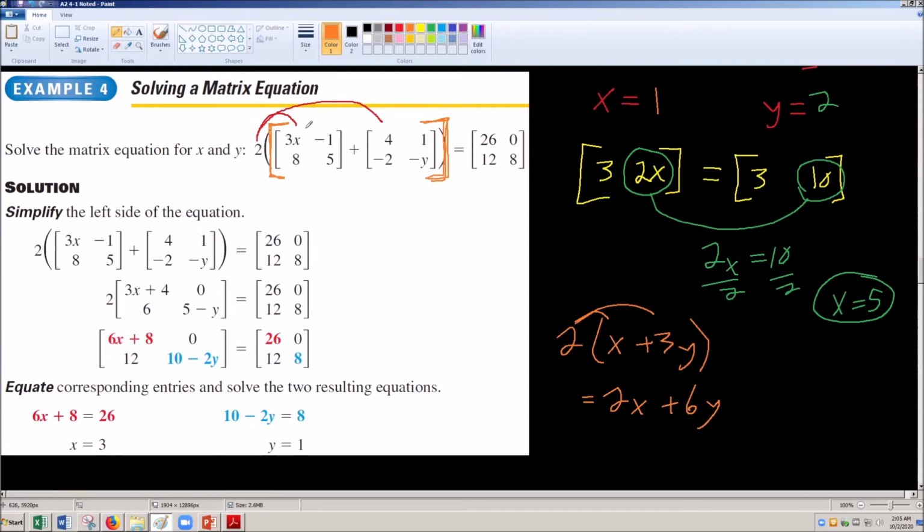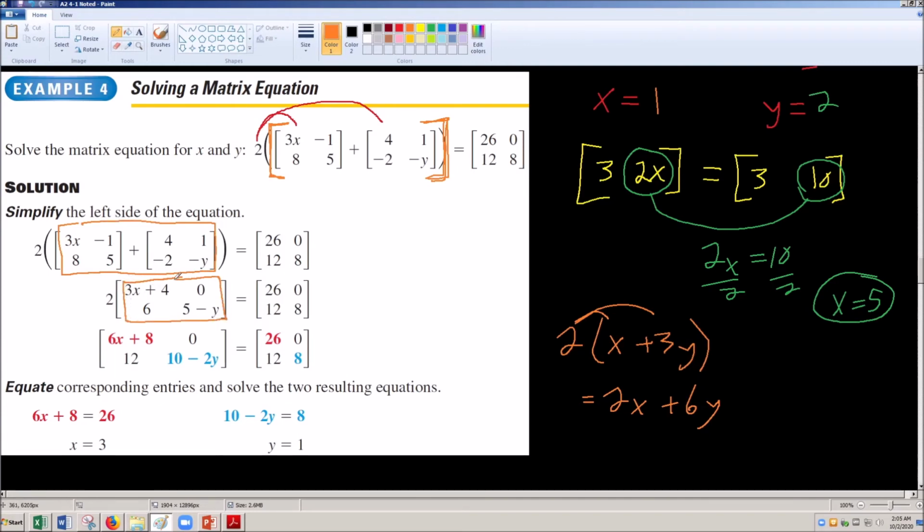So now I'm going to say, okay, well, let's add these things up. I got 3x, -1, 8, 5, 4, 1, -2, and -y. Now, again, it's a 2 by 2 and a 2 by 2, so I can add them. And from here, it's just going to be top left, top right, bottom left, etc. So as I go through, that's my first step here. So the first step is to add these two matrices together, and it brings us to this point here.